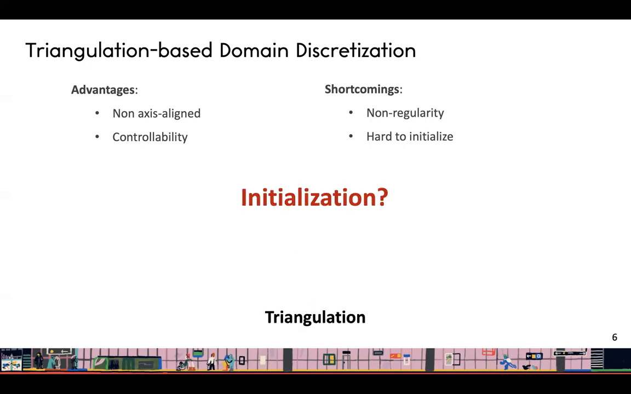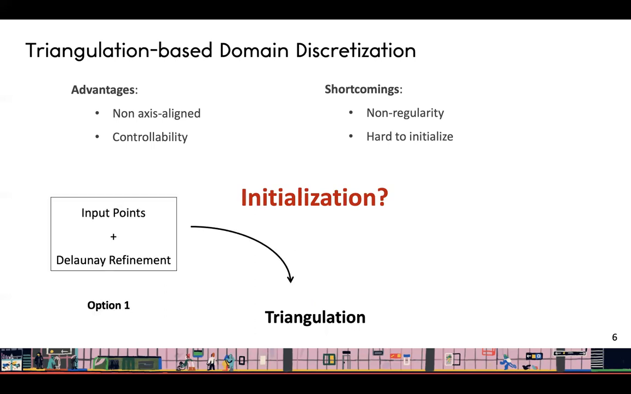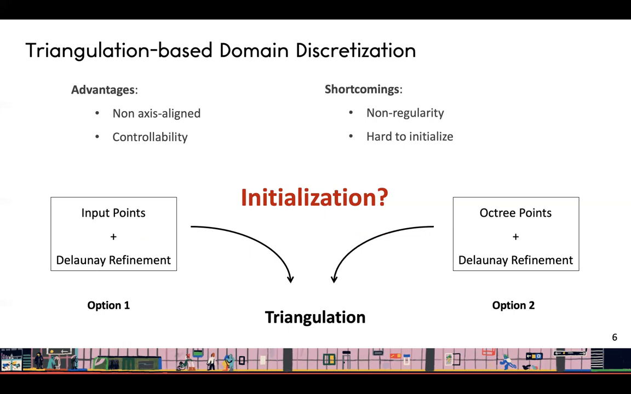In the literature, there are two principal choices to initialize the tetrahedralization. The first is to insert all input points into the triangulation and then do a Delaunay refinement. This method is simple, but when the point cloud is noisy or its density varies, it will introduce instability into the variational system and make the system fail. The second is to initialize an octree on the point cloud and insert all octree points into the triangulation. As a result, it suffers the same problem as octree discretization.